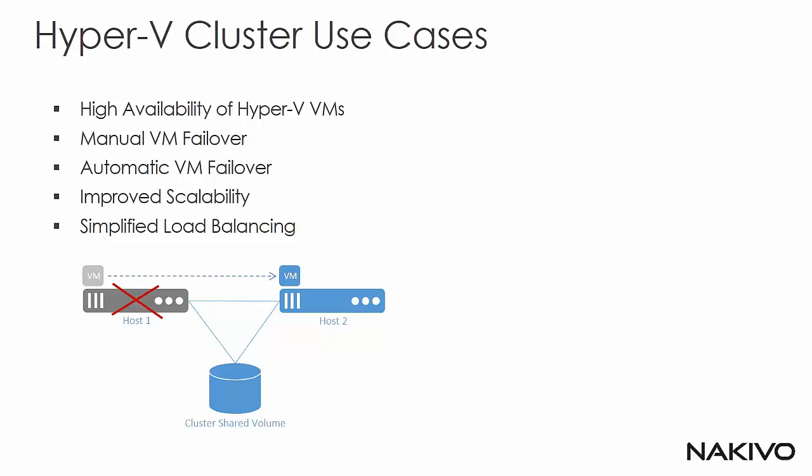It increases your scalability because VMs and new nodes can be added on the go, and it simplifies load balancing. If you want to power down one of the nodes for maintenance, you can just migrate VMs to the other nodes and do that.